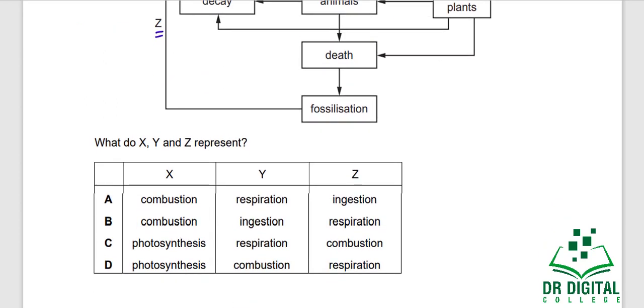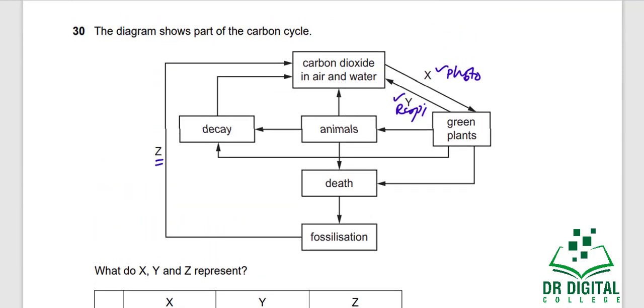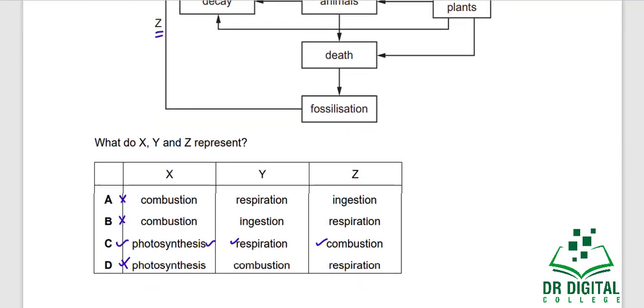So X is photosynthesis, C or D can be correct. B and A are wrong because X is not combustion. And Y is respiration. Yes, Y is respiration. This is not combustion. So D option is wrong. While Z is combustion. Yes, Z is combustion. So all these 3 are correct. So the correct answer for question 30 is C.